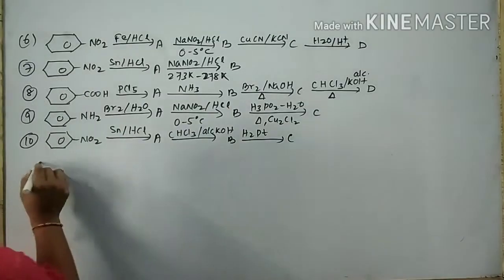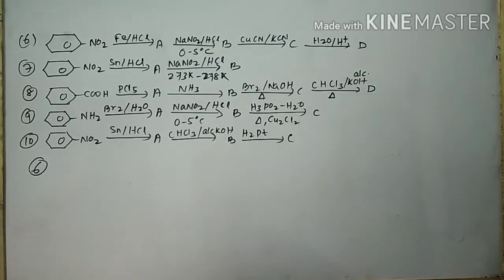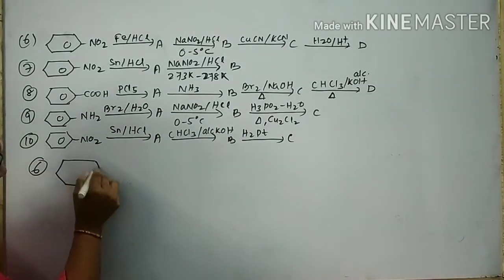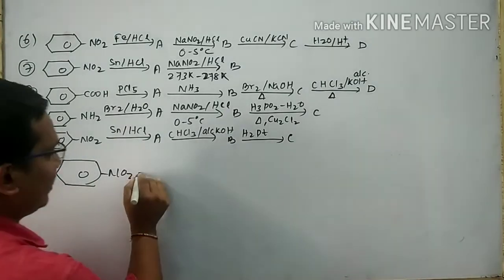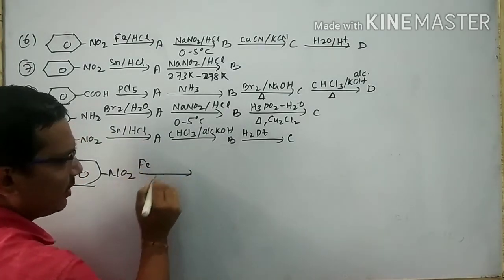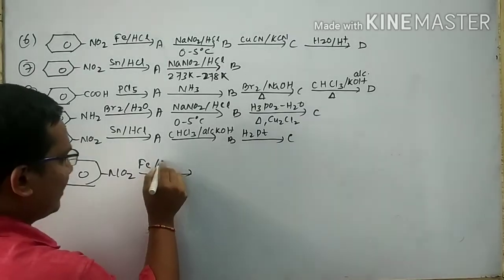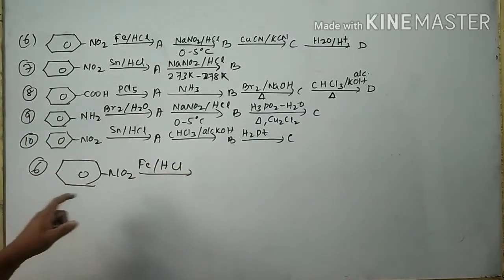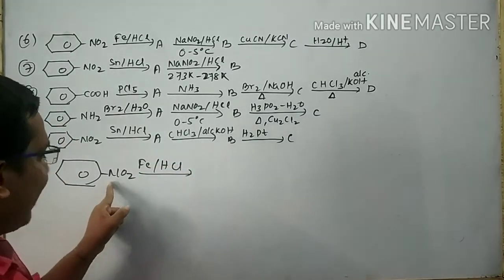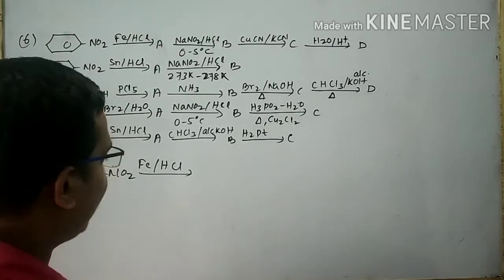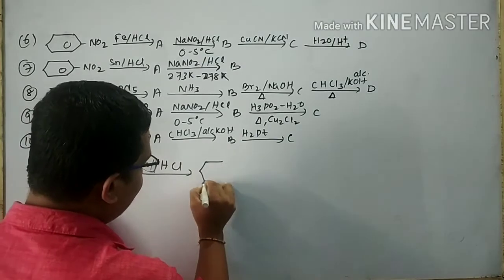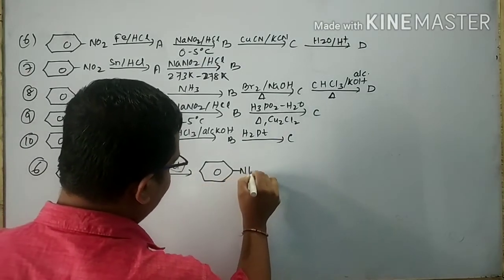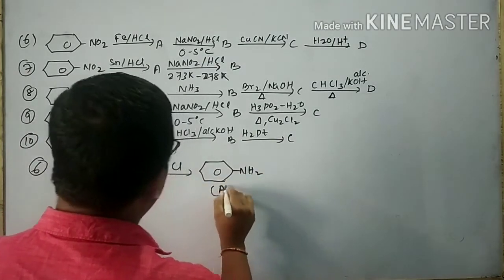Next I will do question number 6. Your nitrobenzene is given and it is subjected to reduction with the reducing agent iron in the presence of HCl. As a result, NO2 will be converted into NH2. That means nitrobenzene is converted into aniline. This is also said to be A.